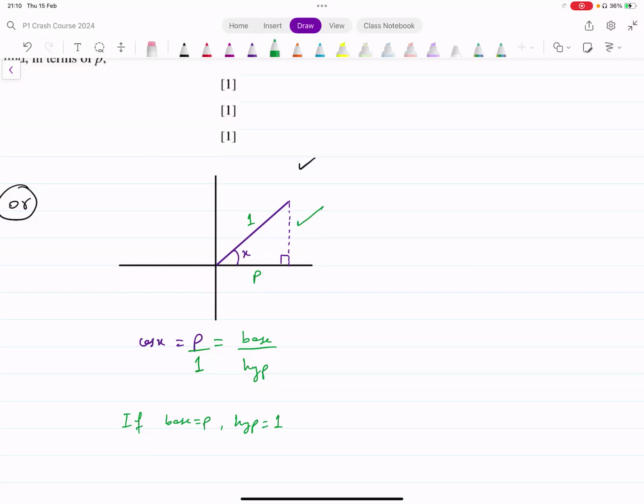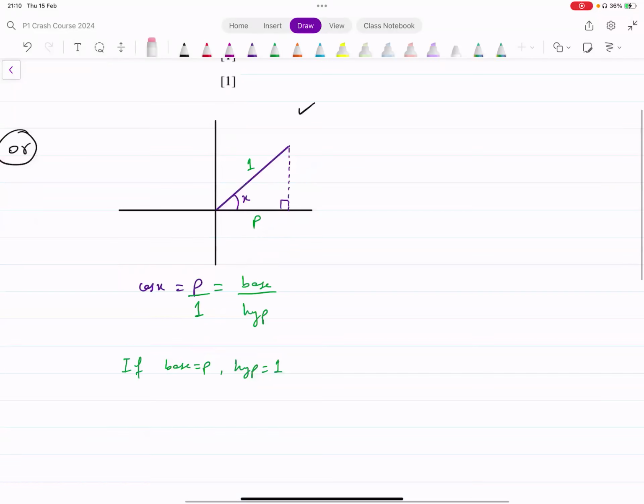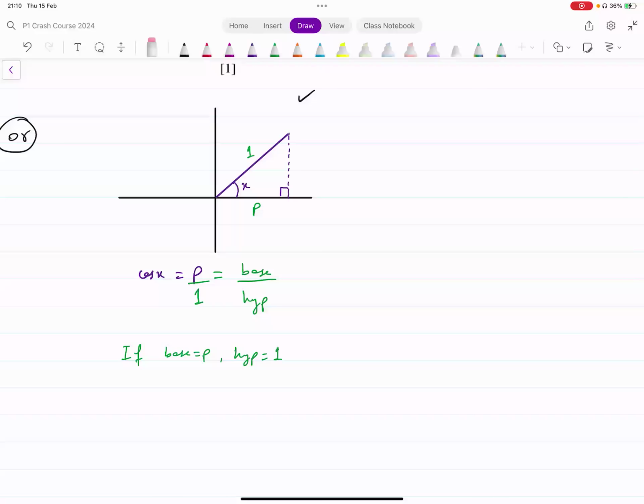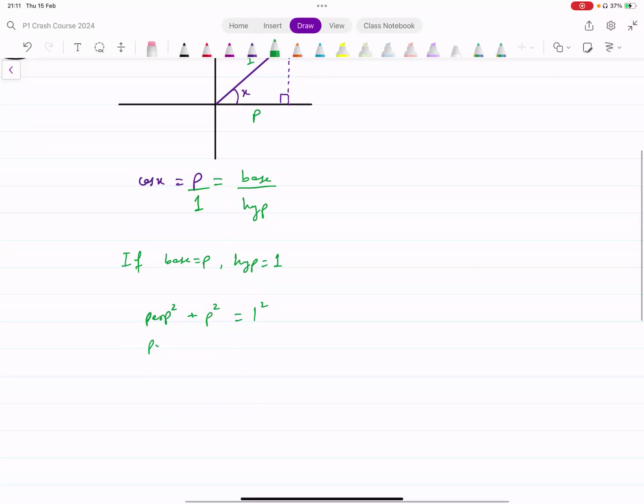Can we find perpendicular using this? We can use Pythagoras. That will give us perpendicular squared plus base squared, which is p squared, that equals hypotenuse squared, which is 1 squared. And from this we get that perpendicular squared equals 1 minus p squared, and perpendicular equals square root of 1 minus p squared.